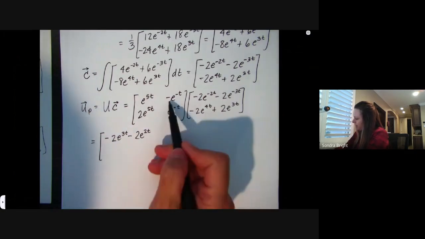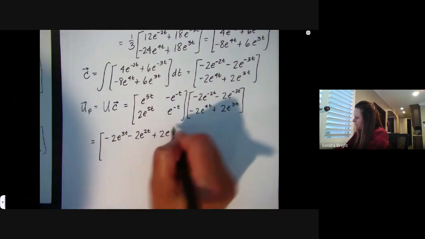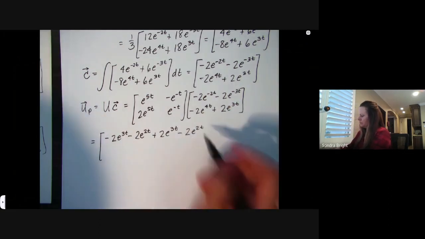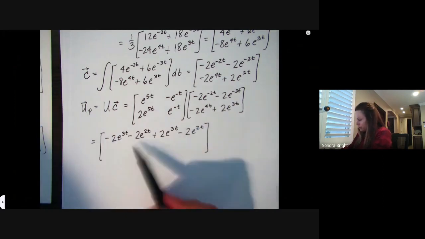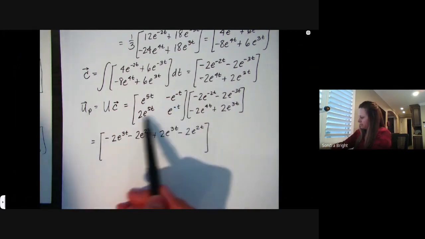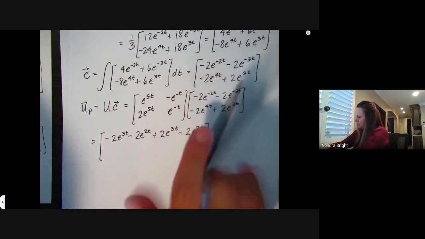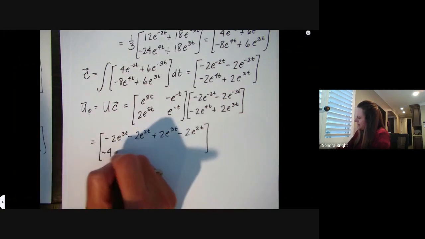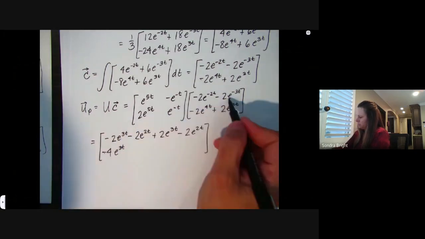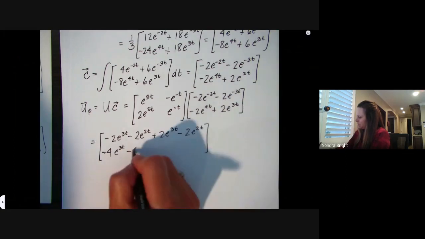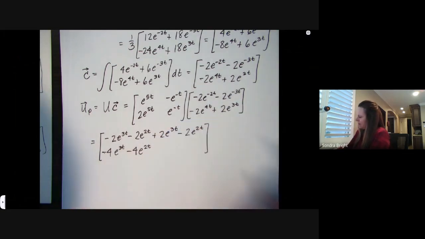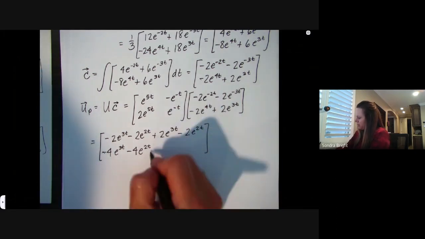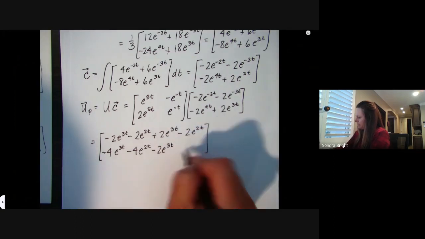So that would make it a positive 2e to the 3t, and then a minus 2e to the 2t. So there's row 1. Row 2 you'll get from multiplying this guy times these guys, element by element. So this guy gets multiplied times this whole element. So that would be a negative 4e to the 3t, 2t times 2, that would be a minus 4e to the 2t. And then this guy times this second row, so a minus 2e to the 3t plus 2e to the 2t.